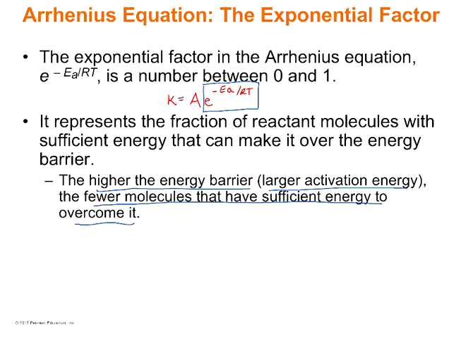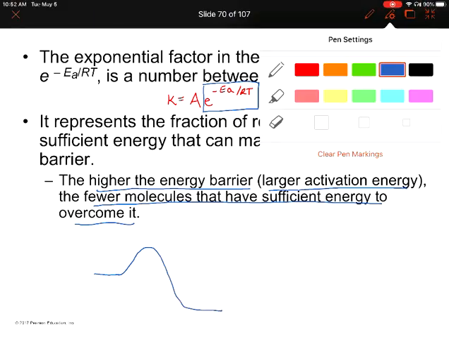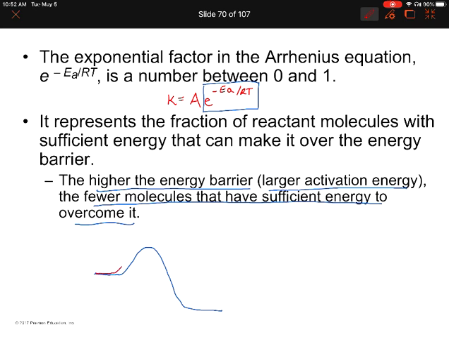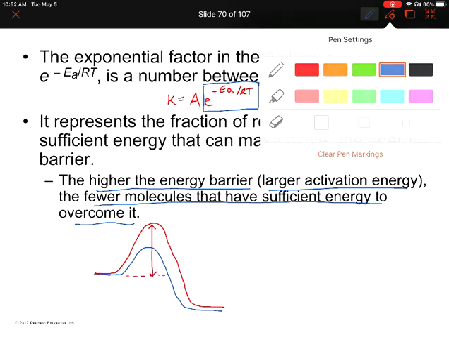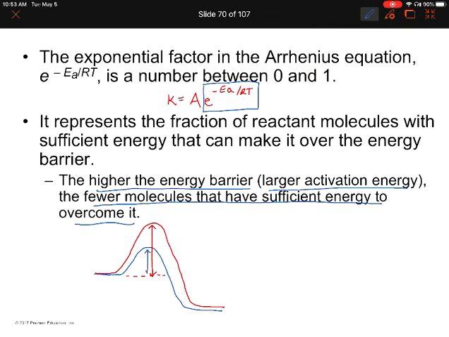So for instance, if we have a curve like that versus a curve that looks like that, it's going to be much more difficult for molecules to make it over the red activation barrier versus the blue activation barrier. So the activation energy for the red curve is going to be much greater than the activation energy for the blue curve.